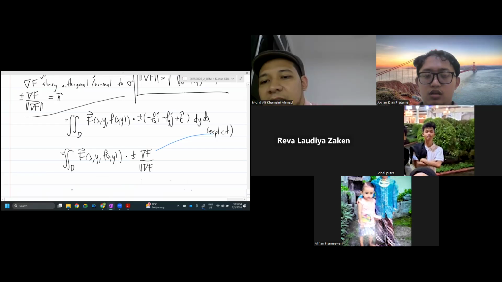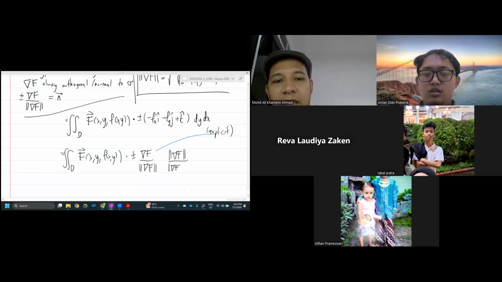And then here, if you try to simplify, you will get this formula. So this will equal to F(x, y) plus minus this thing, then you have the gradient of F dot k, then dy dx. Okay. That's right.